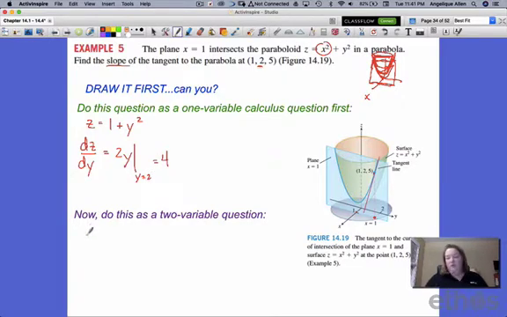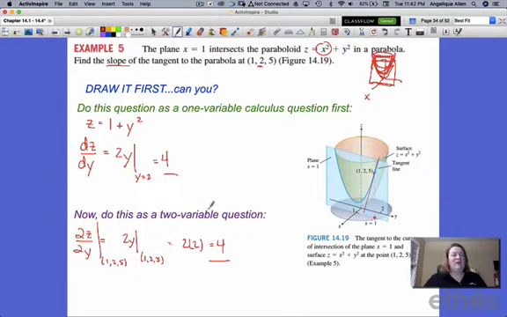Now, if we're doing this as a two-variable question, partial derivative of z with respect to y, evaluated at (1, 2, 5), okay? So the derivative of z with respect to y is going to be holding x as a constant, and the derivative of a constant is 0. And the derivative of y squared with respect to y is 2y, evaluated at (1, 2, 5), and y is 2, so it's 4. So you do get the same answer, and you should get the same answer, but you see how single variable calculus still covers this.